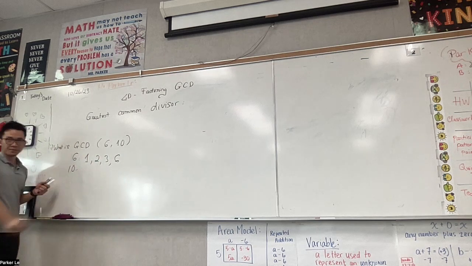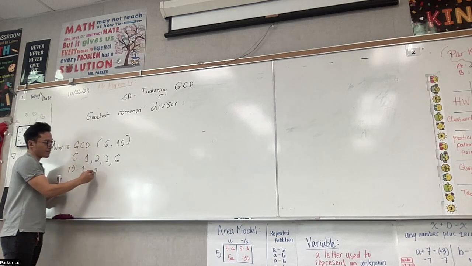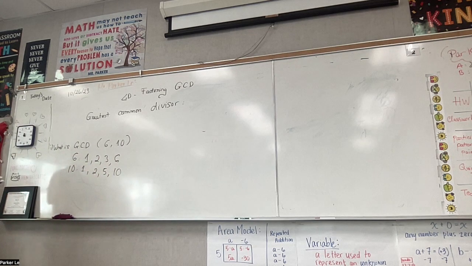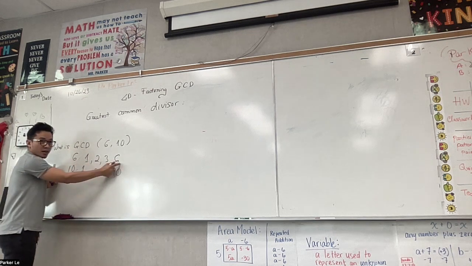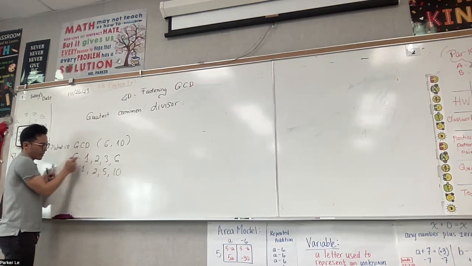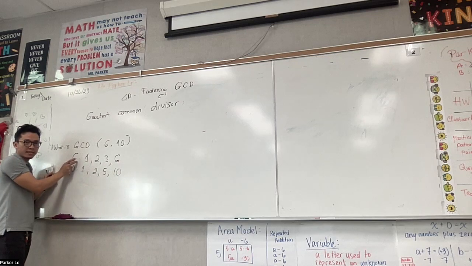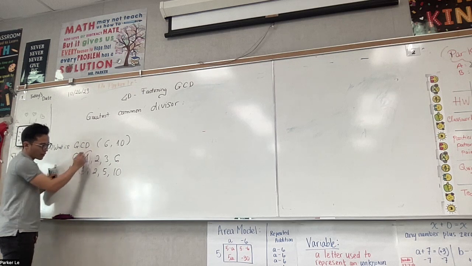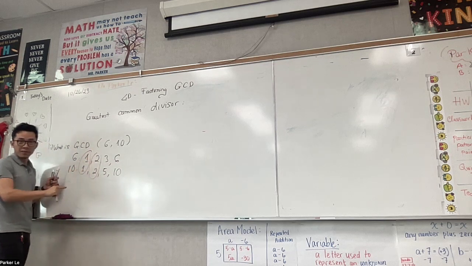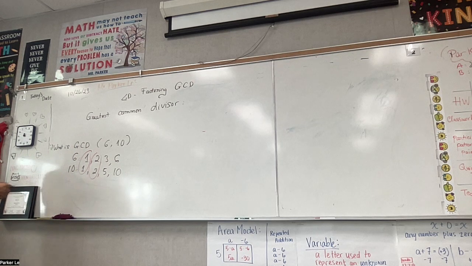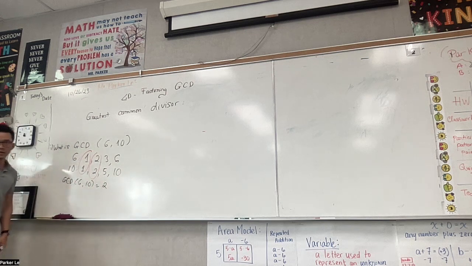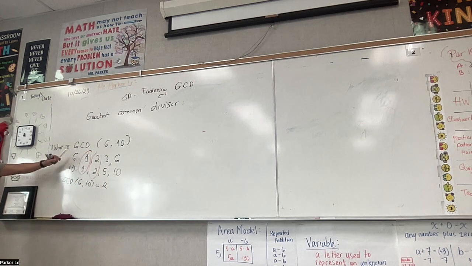How about 10? 1, 2, 5, 10. Very good. Did you know that a number always has 1 and itself as divisors? Remember that, because a number can be divided by itself and by 1. So which ones are common? I have 1, 2. What else? That's it, right? Which one is the greatest number? 2. So GCD of 6 and 10 is 2. That's a long way to do this, but the more you do it, the more you can tell right away what the GCD is.